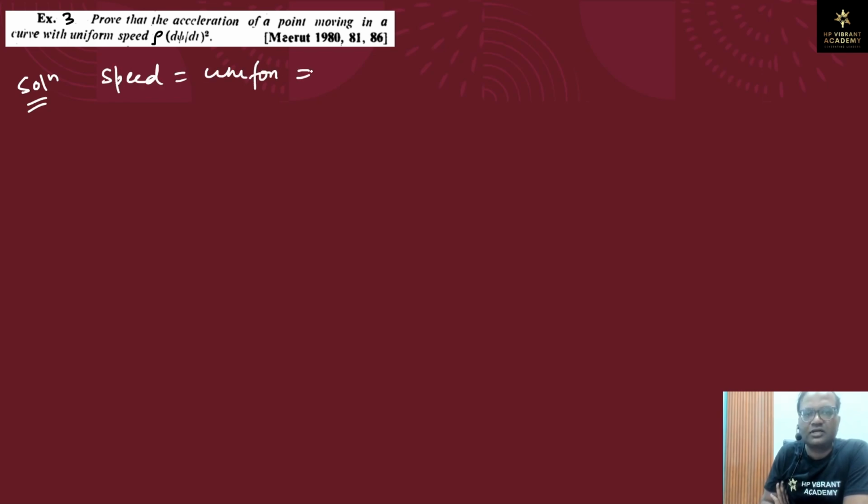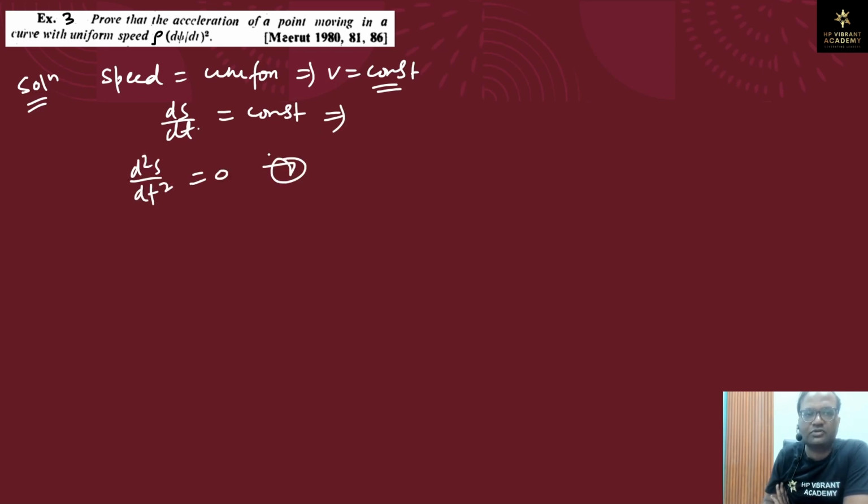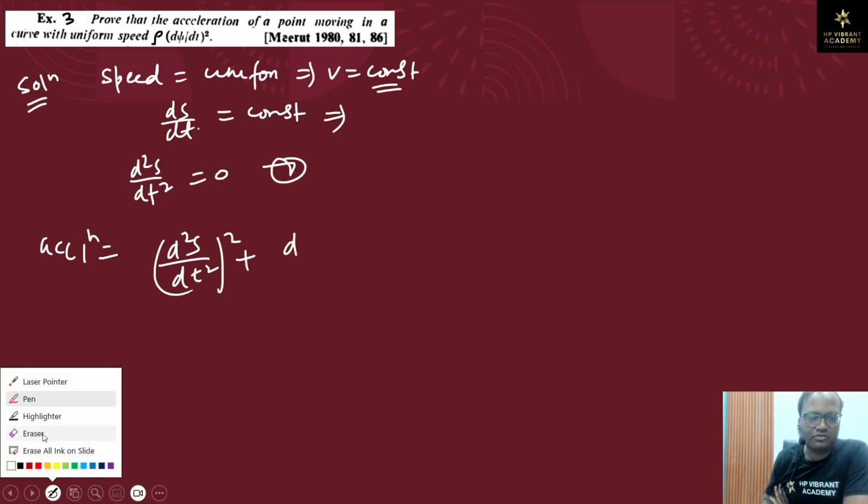Let us discuss question number 3. Prove that the acceleration of a point moving in a curve with uniform speed. So the speed is uniform, that is v is equal to constant. Okay, so we have v is equal to ds upon dt equal to constant. Let us differentiate it again. This means d2s upon dt square is equal to 0. This is equation 1. So we have the acceleration as square root of (d2s upon dt square) whole square plus (v square upon rho) whole square.